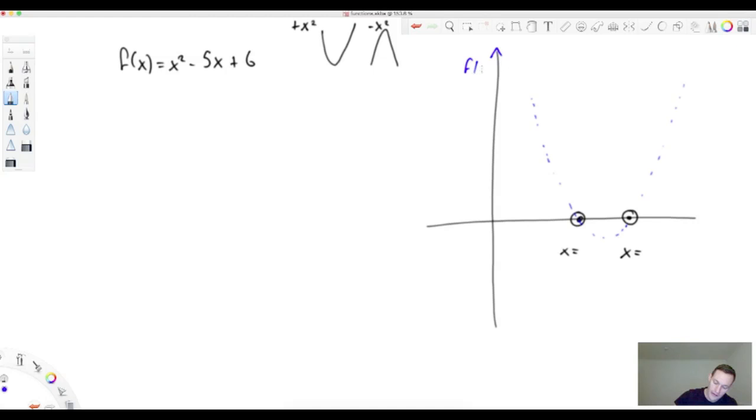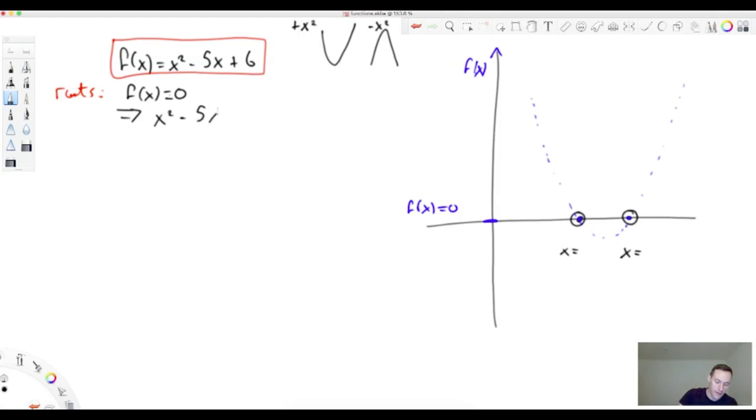So this is, remember, the f of x axis. And what we want to do again is say f of x is equal to 0, right? And that's when we're on the ground, f of x equal to 0. And then we go across and we'll find this point, and we'll find this point here. Okay, so for the roots we say f of x is equal to 0. If f of x is equal to 0, well, this is our function, so that means that x squared minus 5x plus 6 is equal to 0. Okay.